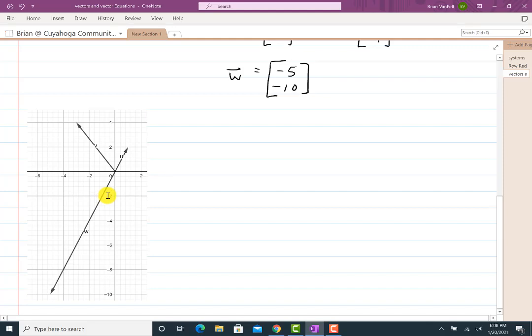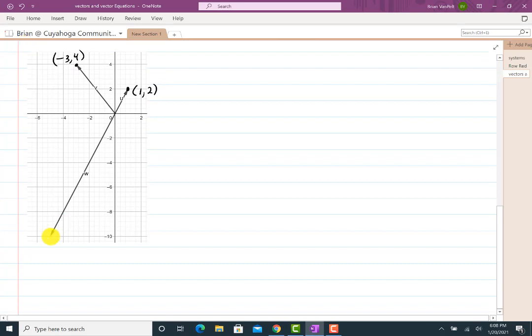But what's important to me is this point here at the end of that vector is (1, 2). This guy right here, the tip of that vector was (-3, 4). And finally, the tip of this vector here was (-5, -10). Notice the vectors all start at the origin. So the origin is a point of origination for all three of the vectors.